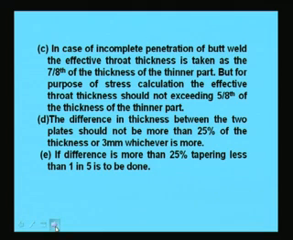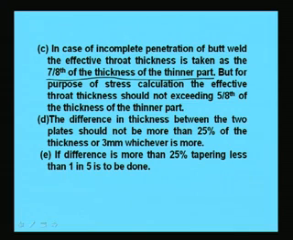But in case of incomplete penetration of butt weld, the effective throat thickness is taken as 7/8 of the thickness of the thinner part. So, when a single butt joint is used, that means when the penetration is incomplete, in that case the effective throat thickness will be calculated as 7/8 of the thickness of the thinner part.